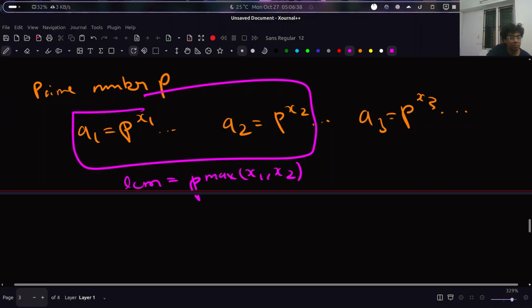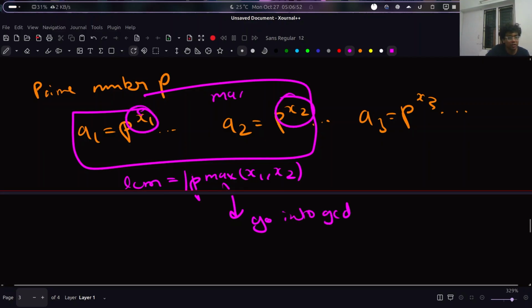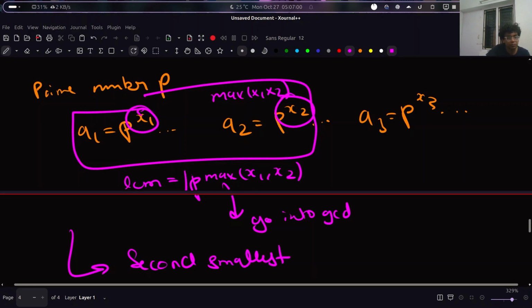It will have the factors from both. And then this is the value which will go into the GCD, right? So in the smallest value of x1 and x2, we're taking the max of x1 and x2. So essentially, we're looking for the second smallest occurrence of the prime.